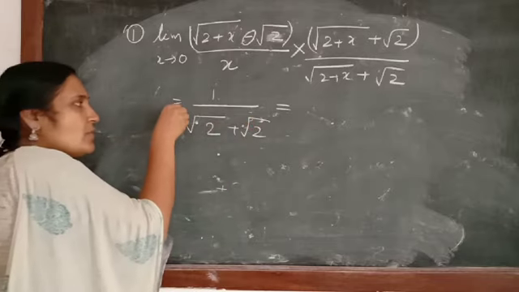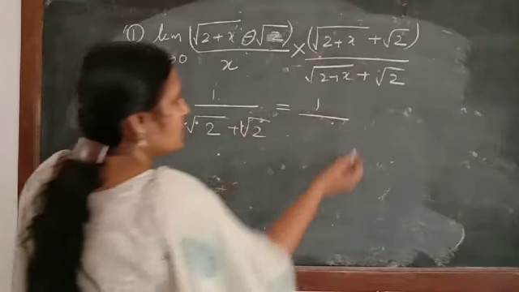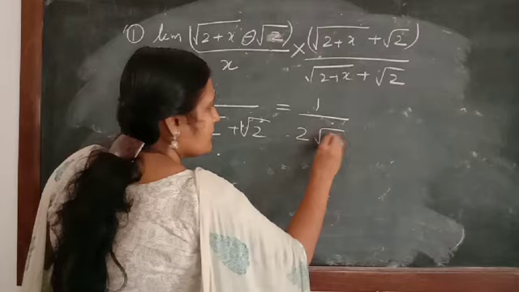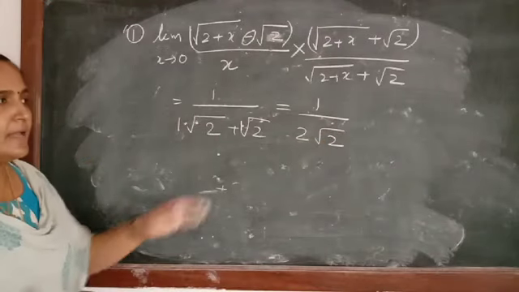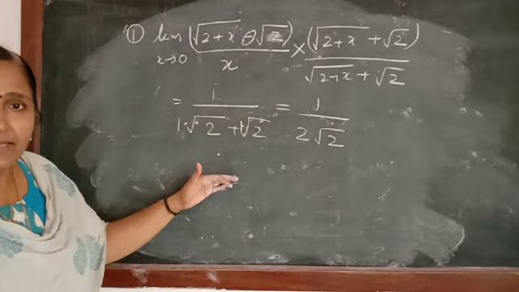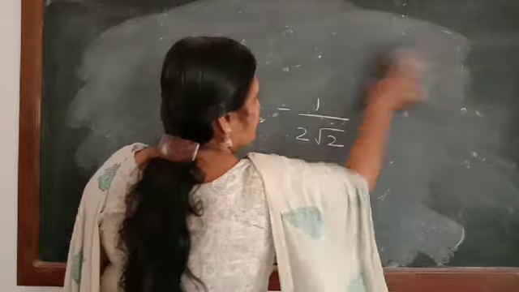At present no coefficient is there, so we can write it as 1 there. So it will be equal to 1 by 1 plus 1, which is equal to 2. So our answer will be equal to 1 by 2 root 2. I hope how to rationalize and how to simplify it is clear. Okay, now we will do the next question.